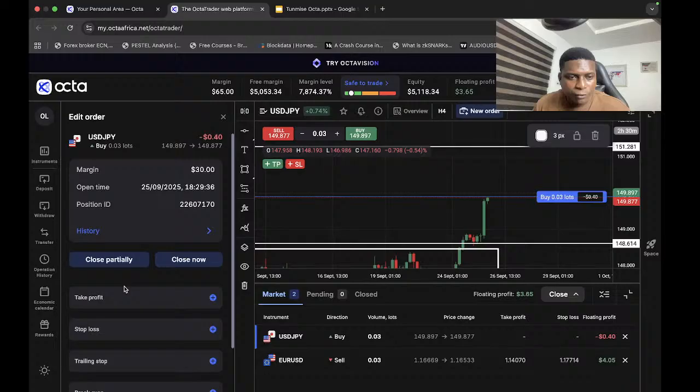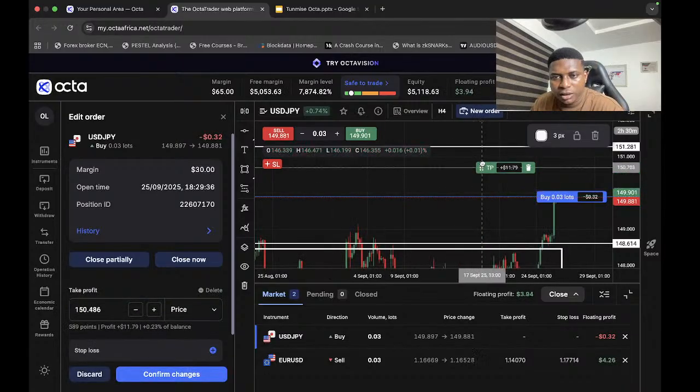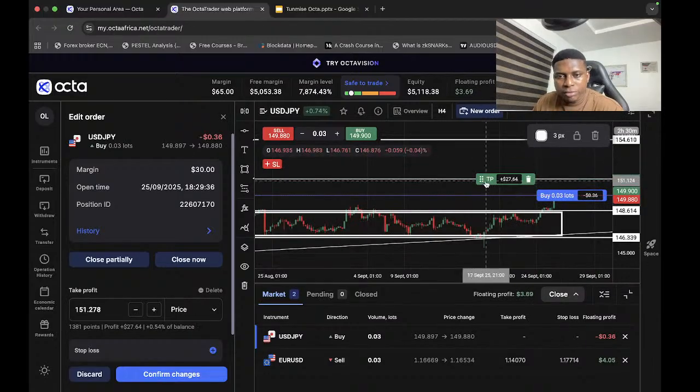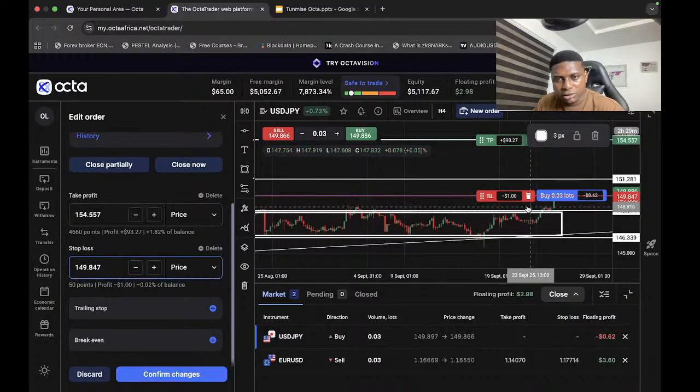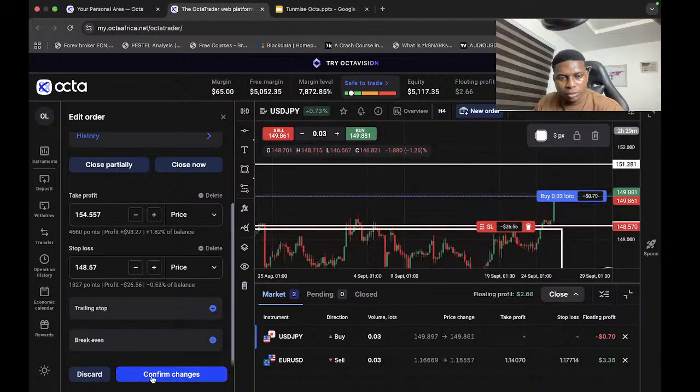So for take profit now, I will put my take profit level here. Let me see. My take profit level here. Okay. Awesome. Good. And put my stop loss here. No. Here. Good. So confirm.